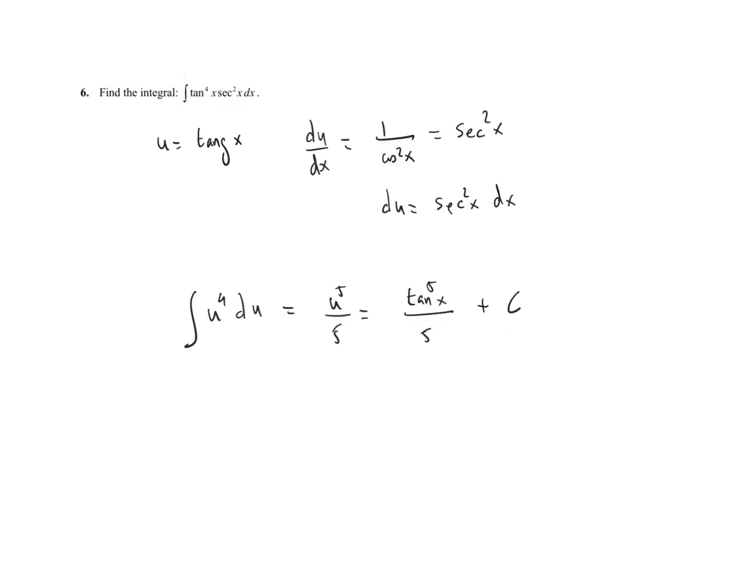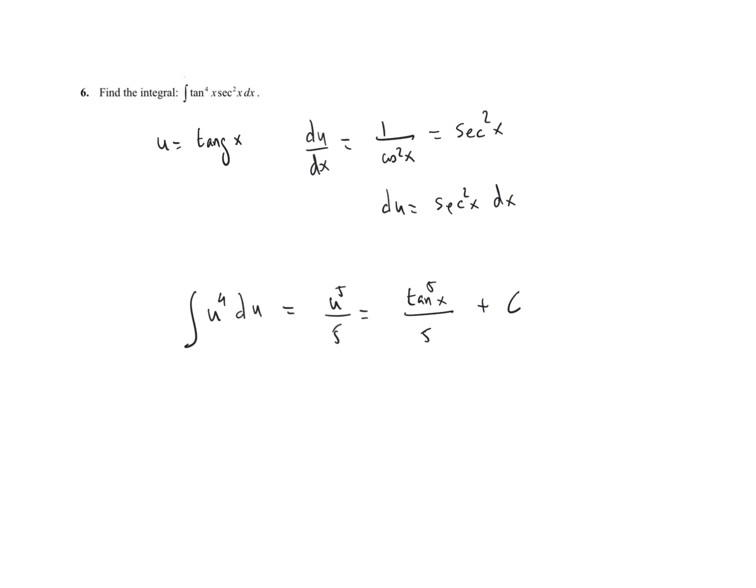Okay, let's go to the next question. It says find the integral of tangent to the power 4 times secant squared. So what is the technique? If I choose u to be tangent x, I know that the derivative of u with respect to x is secant squared, so secant squared will appear here. So du is secant squared dx.